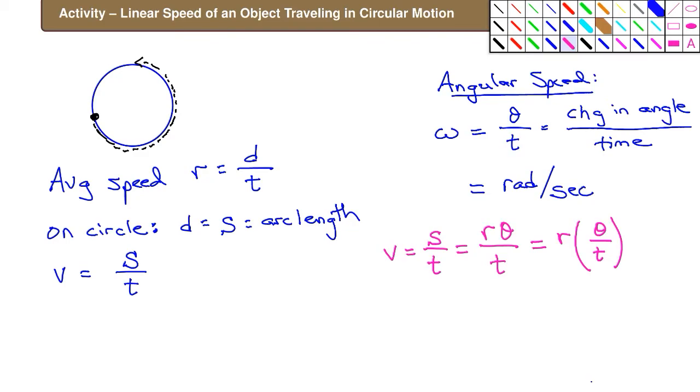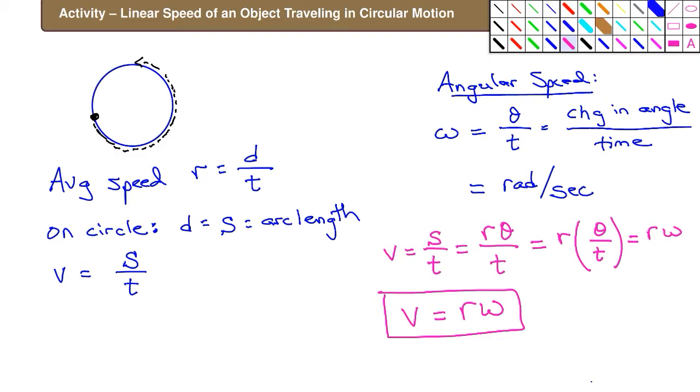But what is theta over T? Well, that's our new friend, omega. And so there it is. V is equal to R omega. And that is the formula for linear speed of an object that's traveling in a circular motion.